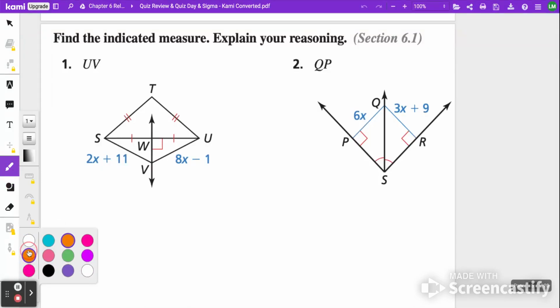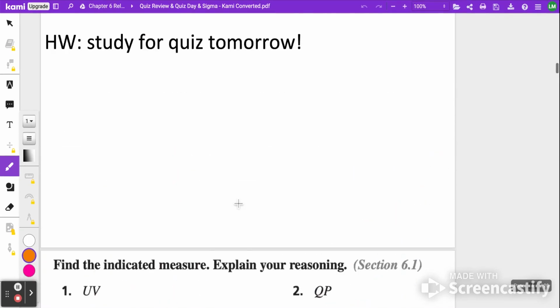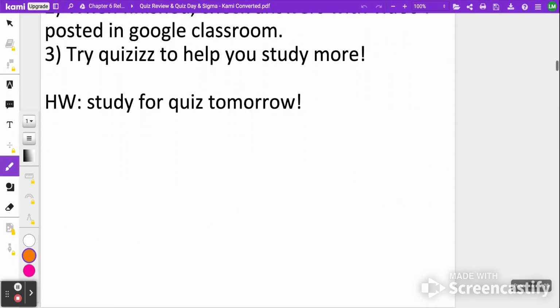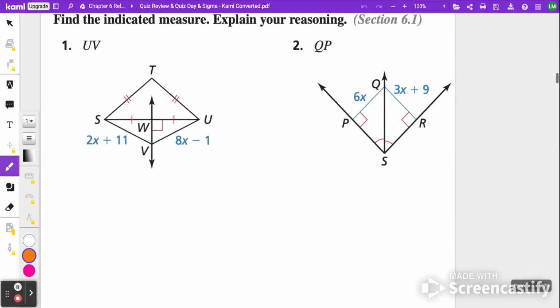Today we're going to be looking at our quiz review for lessons 6.1 through 6.3. This is page 328 on your textbook. So let's go ahead and get started to see how we did here.